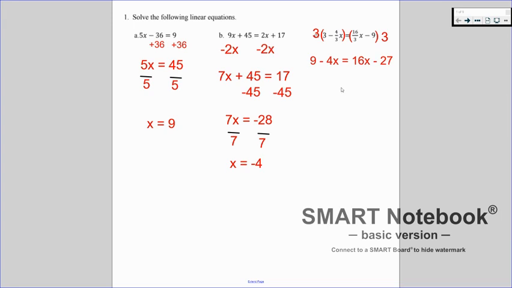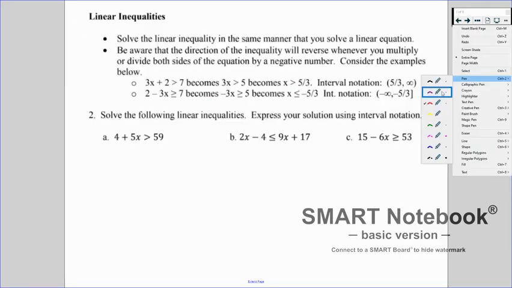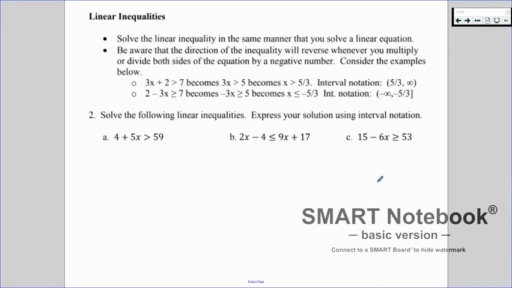We're going to try to get our x's together. So I'm going to add 4x to both sides. I end up with 9 equals 20x minus 27. And then I'm going to add 27 to both sides, and I get 36 equals 20x. Divide by 20, I get 36 over 20, and I think that simplifies because I can divide both of those by 4, and I get x equals 9/5. So there's number 1. All right, so let's get into number 2, solving linear inequalities.